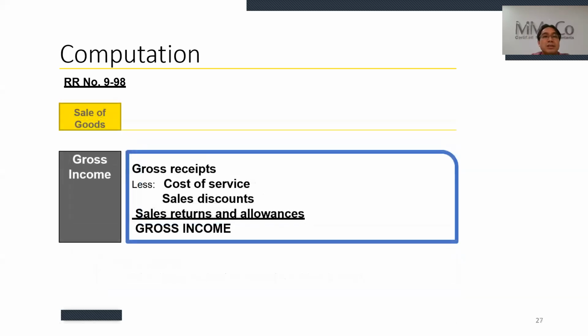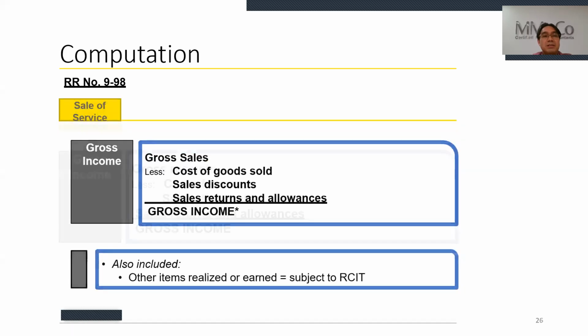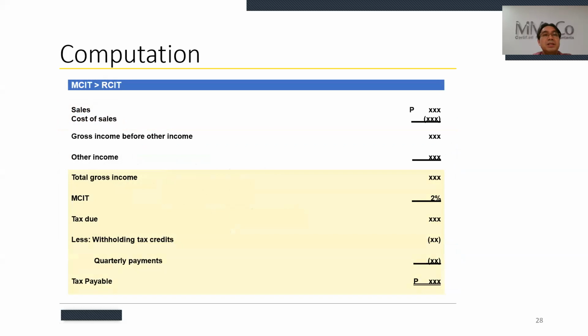Next. O yan, parang pareho lang yata to, di ba? Parang pareho lang. So anyway, if your minimum corporate income tax is greater than your RCIT or regular income tax, so therefore, ang masusunod yung minimum corporate income tax mo. Pero kung yung regular income tax mo, mas malaki ang babayaran mo sa government, yun ang masusunod. Yun ang dapat mong ibayad sa government. Alright?